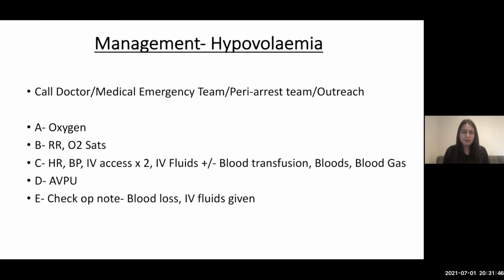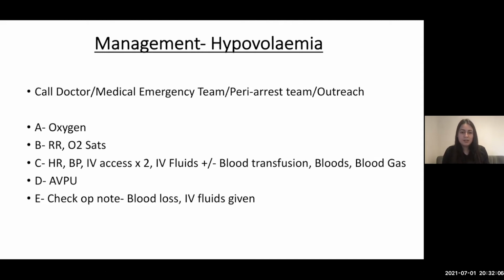So for the airway, you give everyone oxygen. You give a non-rebreather mask, 100% oxygen, 15 litres per minute. This is in the acute unwell patients. For the breathing aspect, you want to be looking at the respiratory rate and the O2 sats. For the circulation, you want to look at the heart rate, the blood pressure.